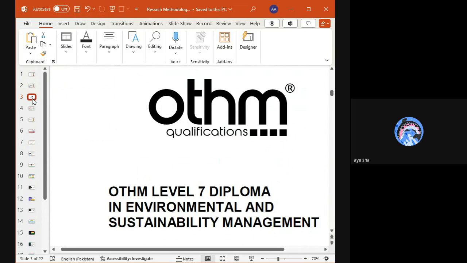And this diploma is for those individuals or professionals that are interested in the environment and ecological safety, and whose job demands them to know the concepts related to health, safety, sustainability, environment, and who want to integrate the knowledge of ESG, that is environment, social, and governance principles, into their jobs or into their qualification or certification.